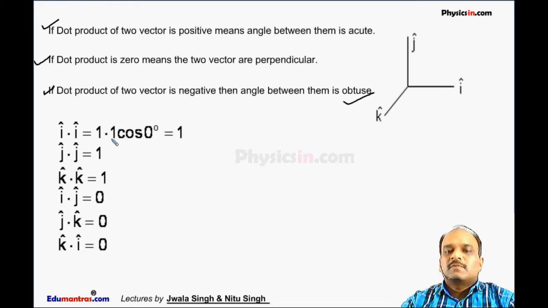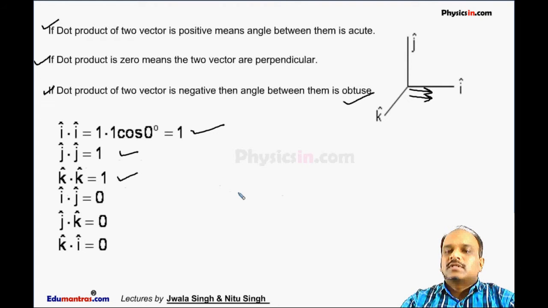As we know, I cap dot I cap. This is vector I cap, and this is also vector I cap, so the angle between I cap and I cap is 0. So I cap dot I cap is mod of I cap times mod of I cap times cos 0. Mod of I cap is 1, and the angle between these two is 0, so I dot I is 1 into cos 0, which is equal to 1. In the same way, J dot J is also 1, and K dot K is also 1.